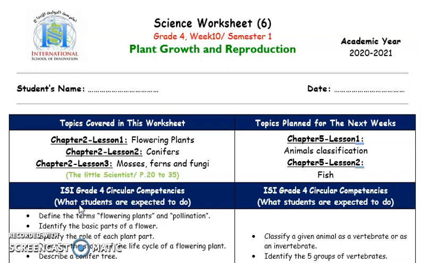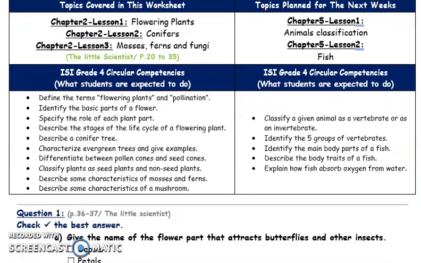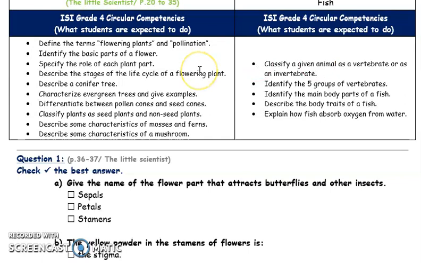This is the Science Worksheet solution, and together we're going to make sure that all of your answers are correct. In this worksheet, we are answering questions about defense and learning. What you have to know before you start are the definitions of the terms flowering plants and pollination.